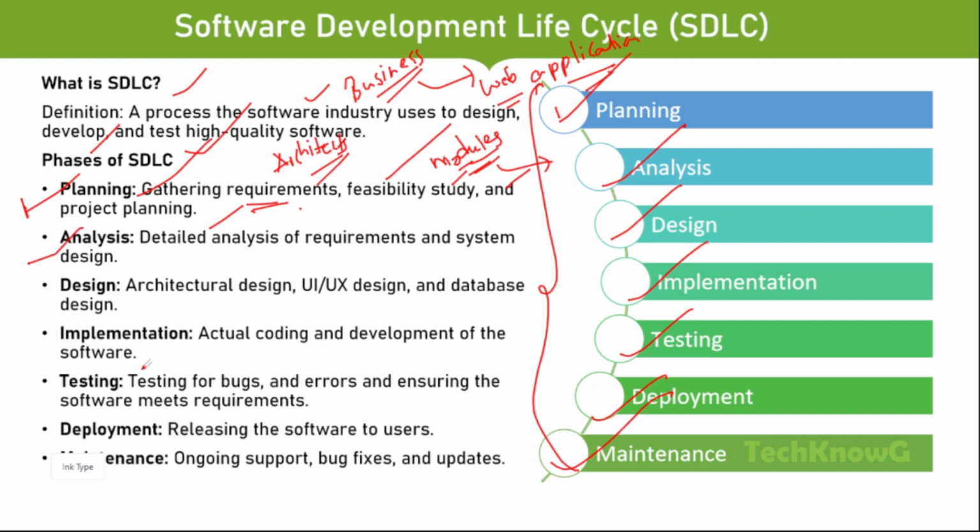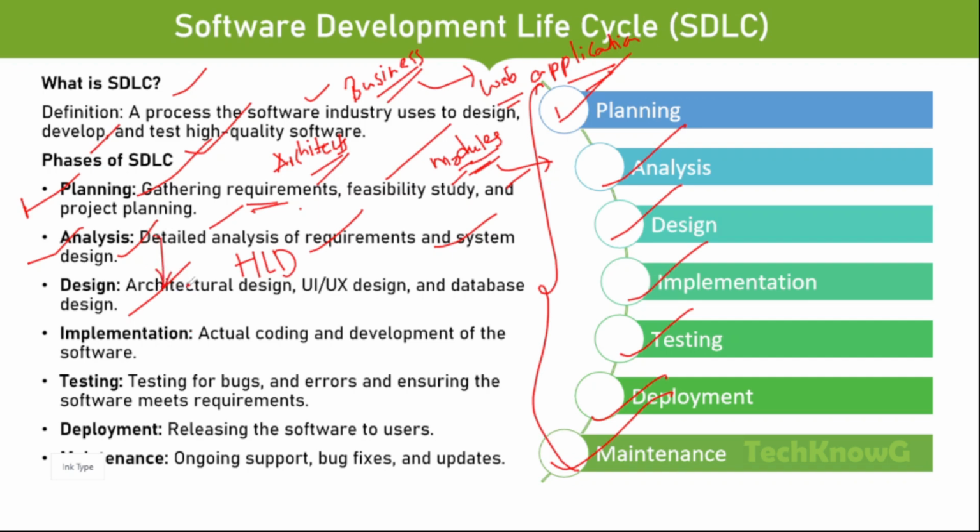Then comes the analysis. What they have planned, right? There will be a detailed analysis of the requirements and system designing. Here there will be the system designing part: high level designing, HLD, like how the basic system architecture should be. That gets designed here, like which tools we will be using. Then comes the design phase, with architecture. You can say both are combined phases.